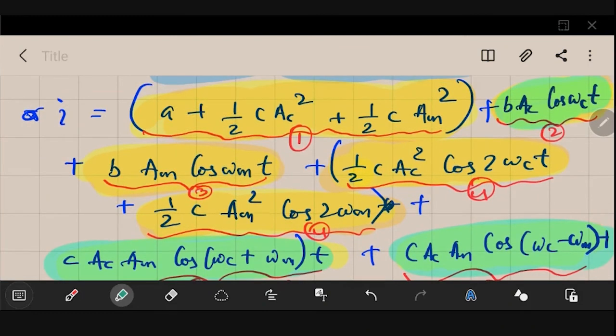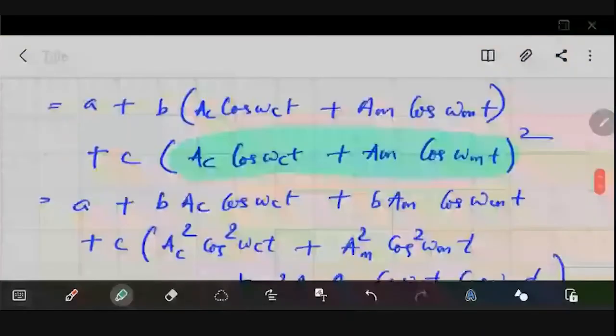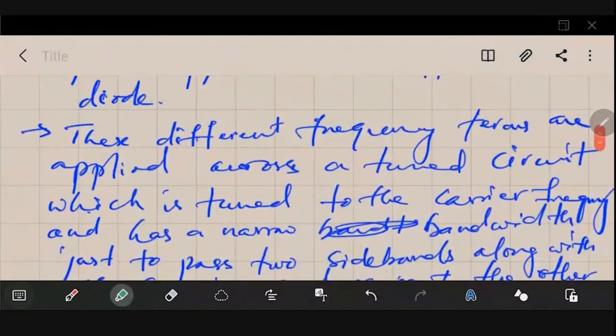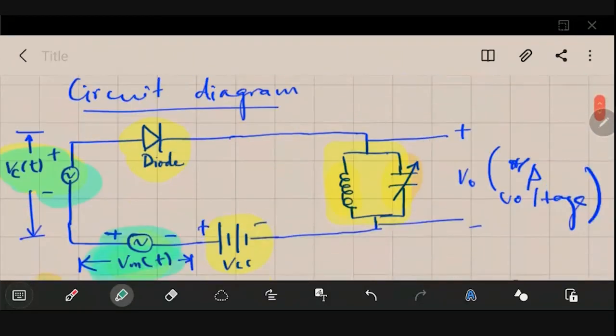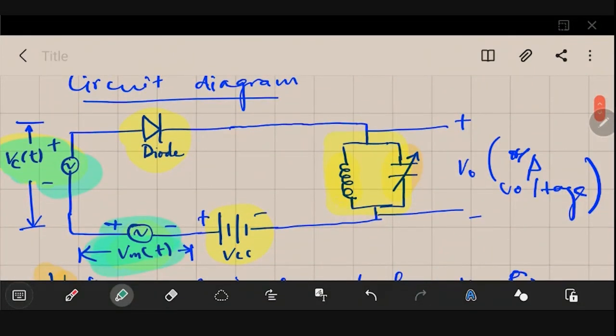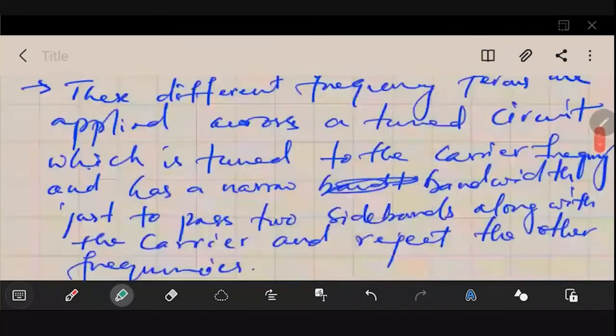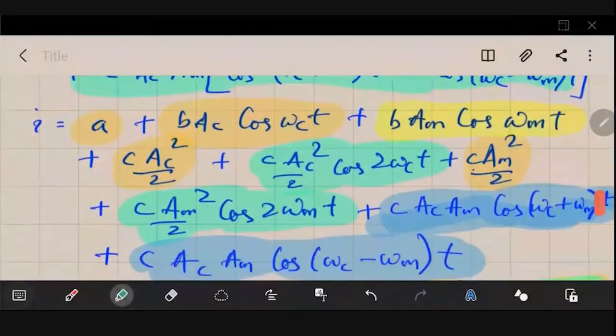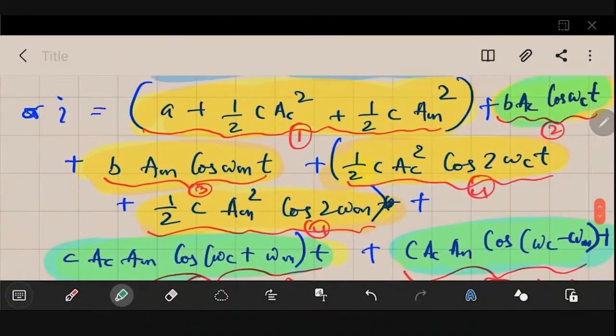So how can we block this? You could see that in this circuit there is a tuned circuit. Let me show you. So here you could see this tuned circuit. This is the job of this tuned circuit, to keep only the three components which I have highlighted in green, and it will block the other frequency components. So the components which I have shown you in green will be there and the others will be blocked.